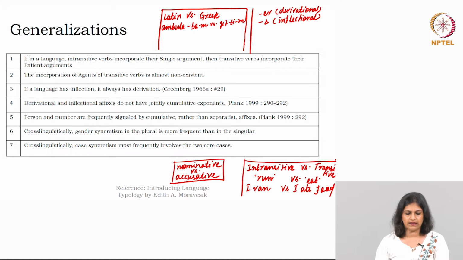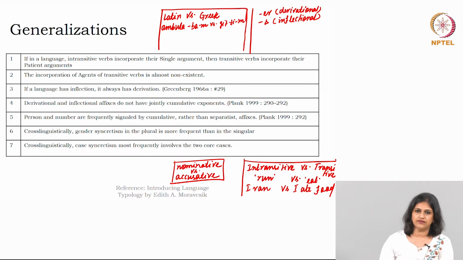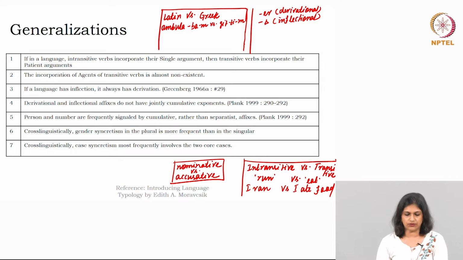Then the second or Gen 2 was the incorporation of agents of intransitive verbs is almost non-existent, because in the transitive verbs the agents are already there. So, it is almost impossible to incorporate one more agent in most of the languages. That is why it is said it is almost non-existent. Then the third generalization was about if a language has inflection, it also has derivation.